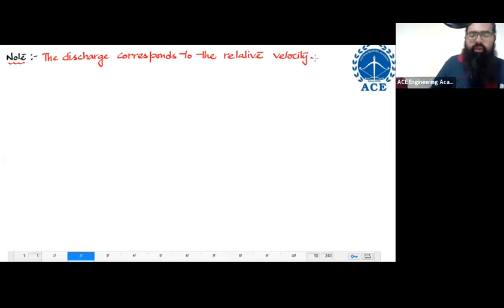Remember this rule. Now you might have a doubt, why is the discharge not A1 V1 or A2 V2? Why is it A1 VR1, likewise A2 VR2? Why is having relative velocity important over here? I'll clarify that doubt.